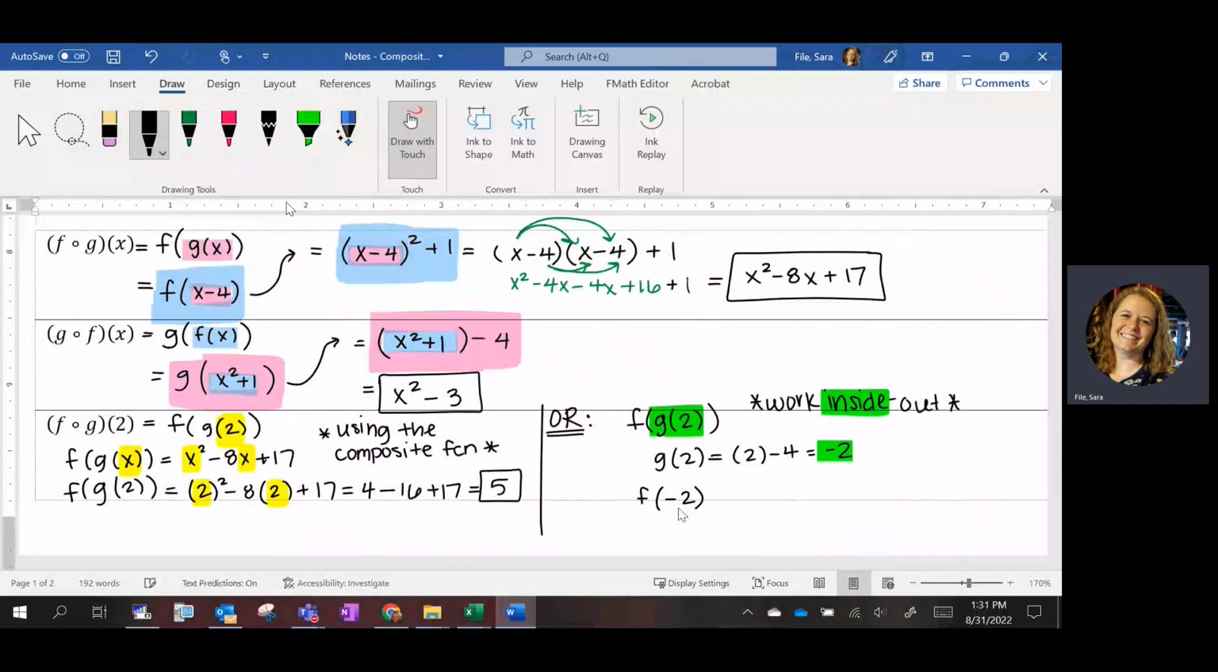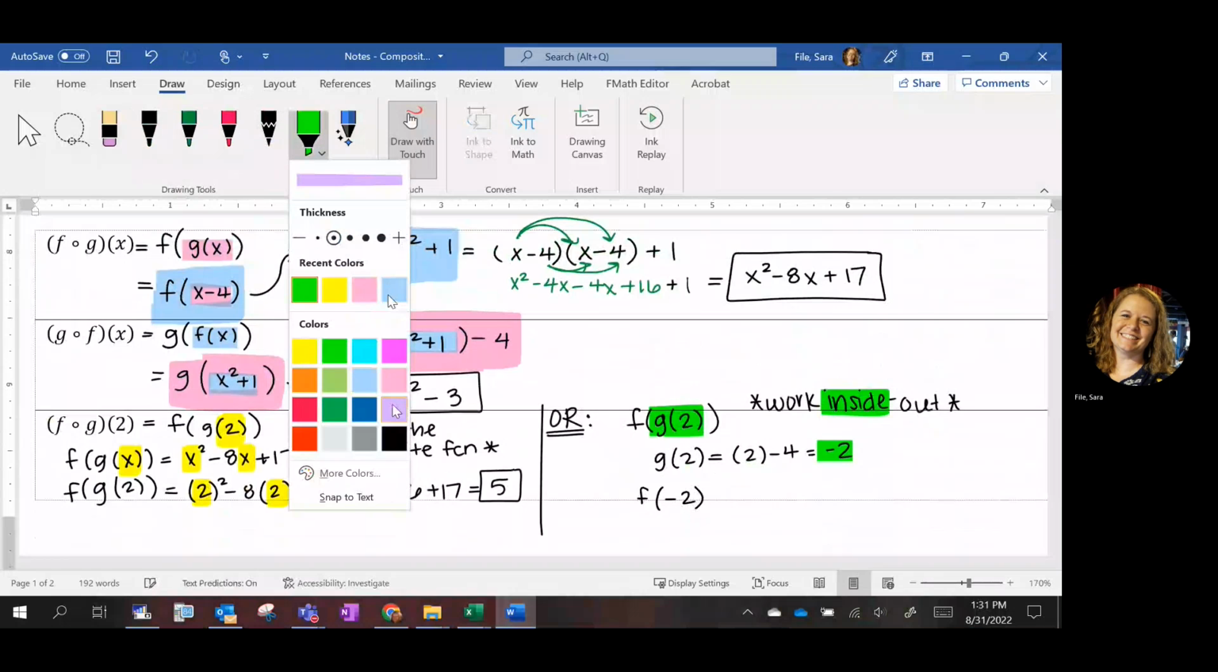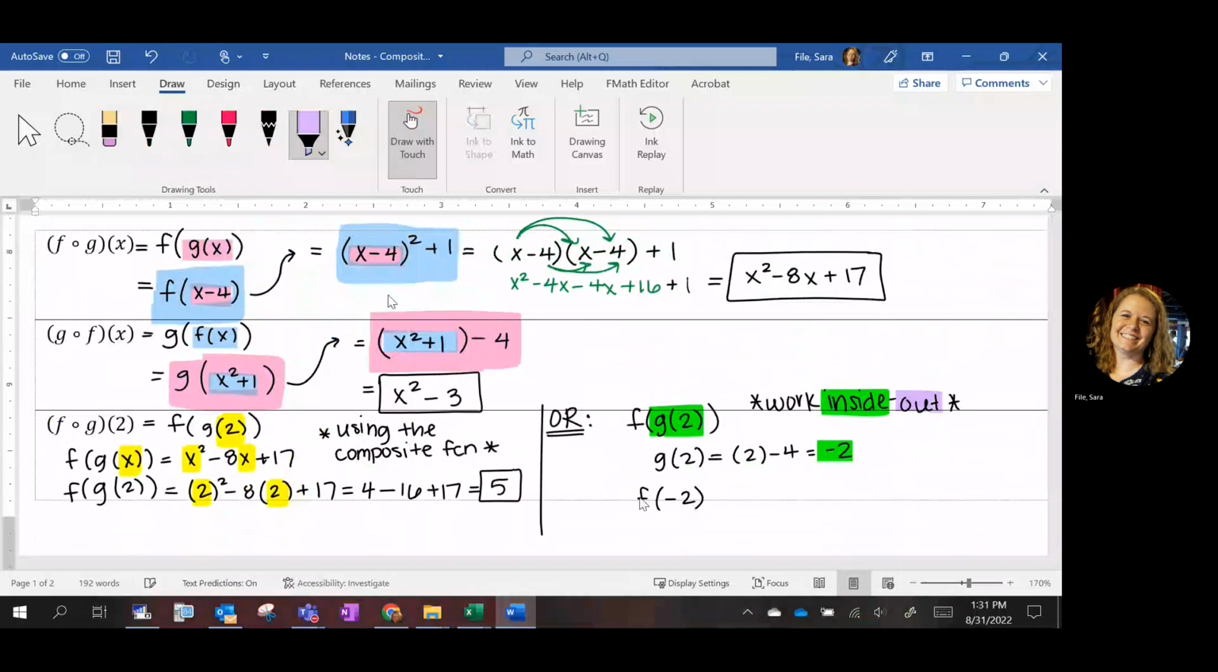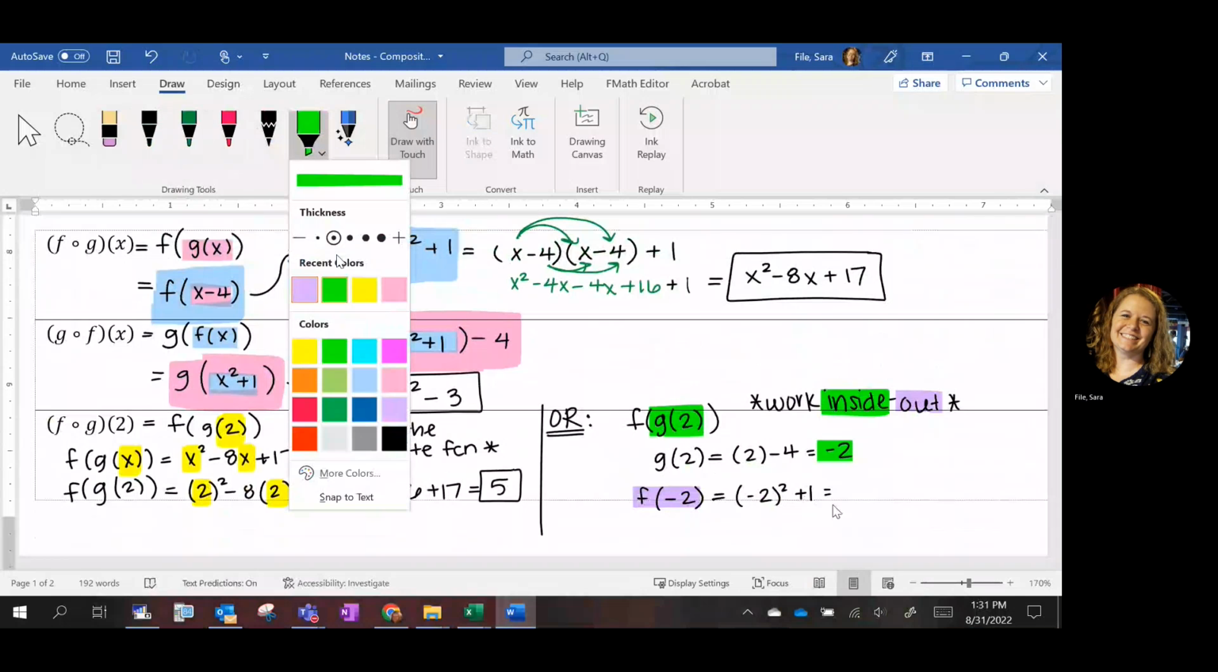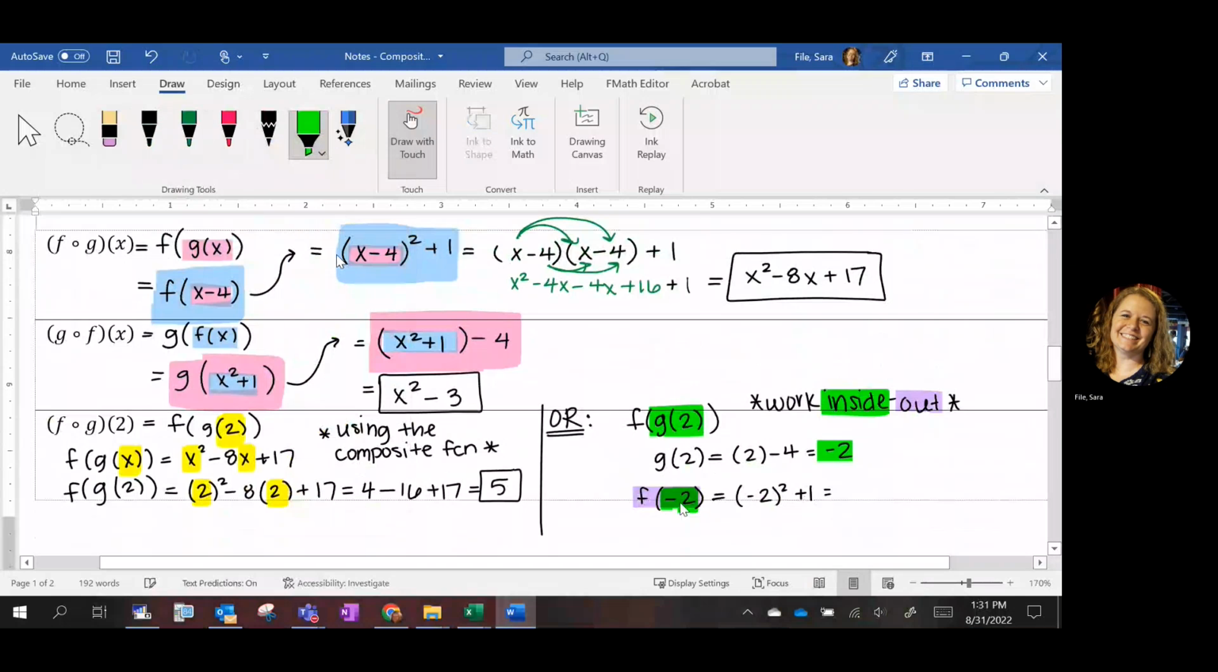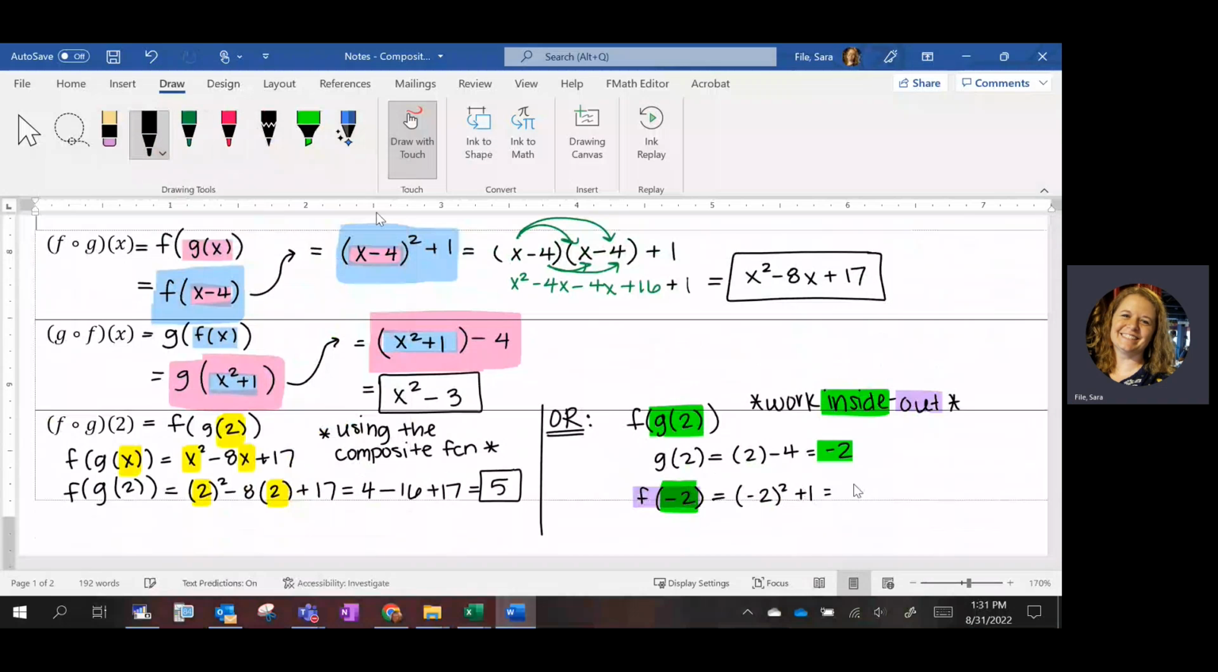into the f function. So now the outer function is the f function. So f of negative 2, the f of x function was x squared plus 1. So it'd be negative 2 squared plus 1. Because we input the negative 2 here. And that also comes out to 5, doesn't it?